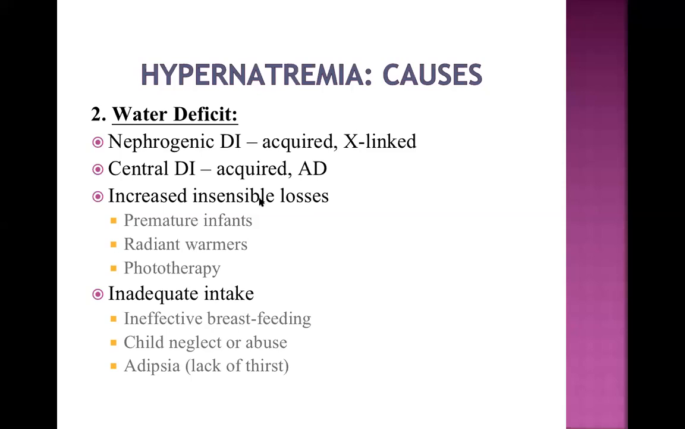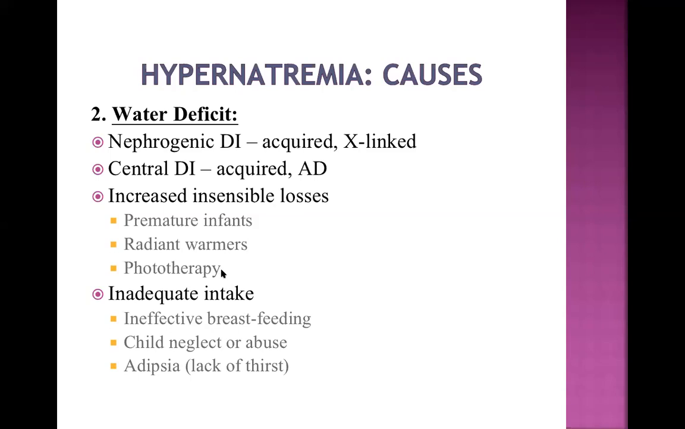Another cause of excessive water loss or deficit is increased insensible loss from the body. That can occur in a premature infant because they have a large body surface area and they don't have any subcutaneous fat. So they will lose a lot of water from the body. Radiant warmer, a lot of use of radiant warmer in case of infant or baby. Radiant warmer is a source of heat, remember that, and that heat can also lead to insensible loss of water from the body. Phototherapy.